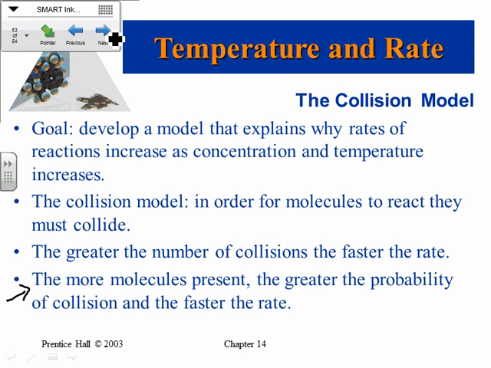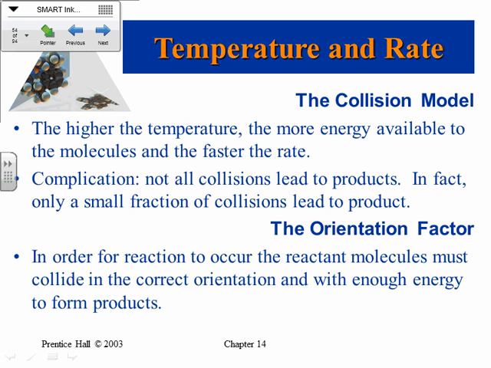Also, the greater the number of collisions, the faster the rate. And the way we can get more collisions is either by increasing the concentration or by speeding up the particles. The higher the temperature, the more energy is available, and that's going to make the molecules hit more quickly and increase the rate. But the other thing going on here is that these things have to hit in a certain way. Not all collisions are going to lead to products. So there are two things that affect whether a collision will lead to a reaction or not.